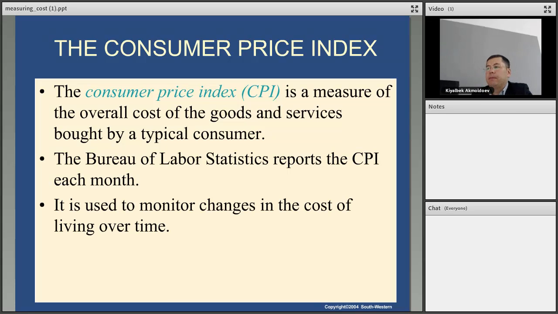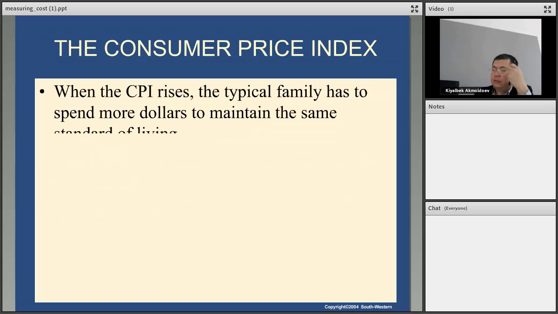Okay. It is also said that it is used to monitor the change in the cost of living over time. When the Consumer Price Index rises, the typical family has to spend more dollars to maintain the same standard of living.